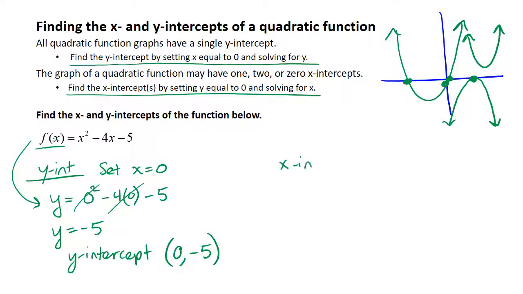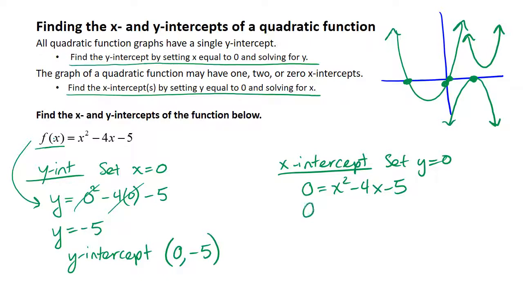For x-intercepts, we're going to do the opposite. We're going to set y equal to 0. Now this is a little bit trickier in terms of calculations because we end up with a quadratic equation instead of just a simple calculation. Remember, to solve a quadratic equation, we are going to use factoring at this point. And to factor this, we're going to look for factors of -5 that add up to -4.